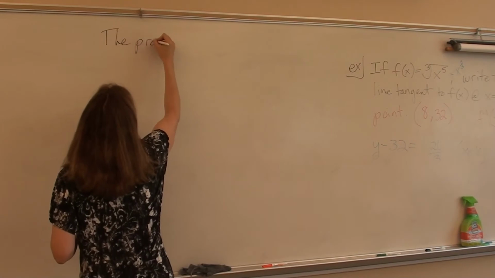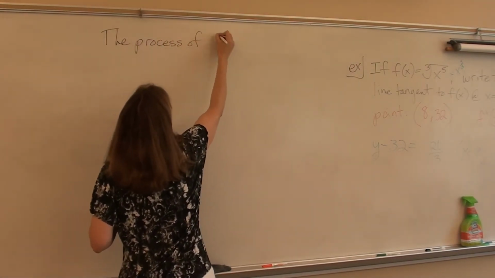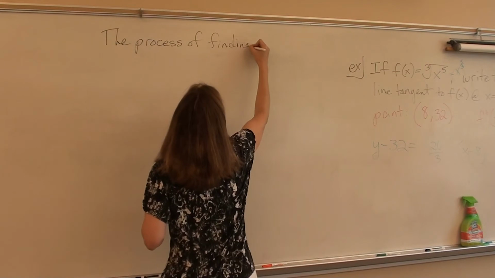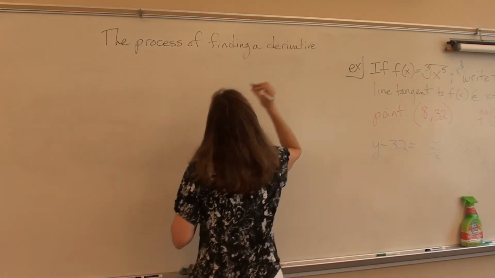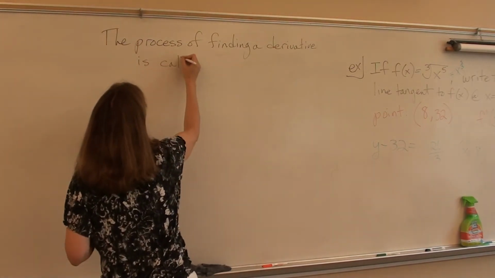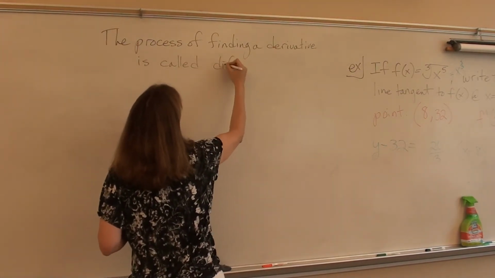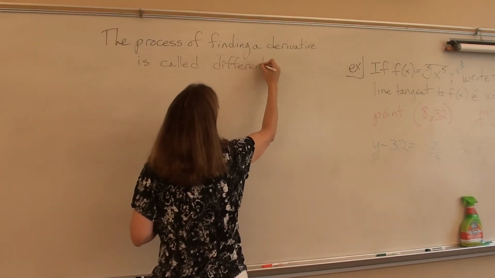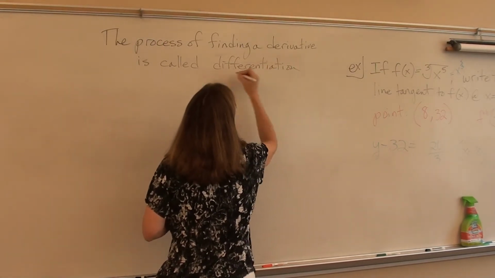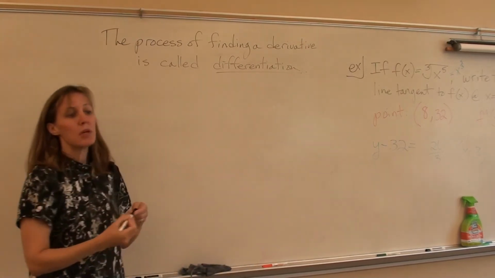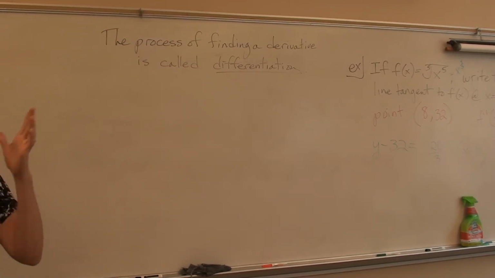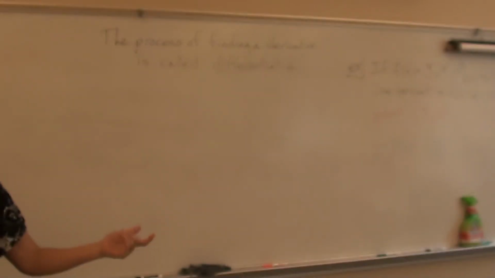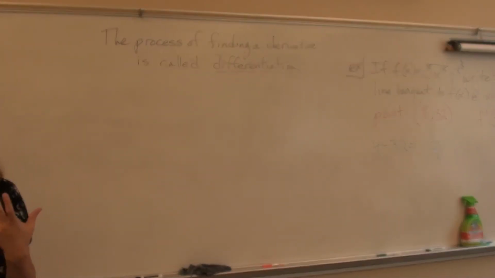The process of finding a derivative is not called deriving. It's called differentiation. Why? Because when you derive something, it means you're kind of coming up with it from scratch. Like we're gonna derive the formula, right? It means you're creating or producing the formula. But to differentiate means to find the derivative.